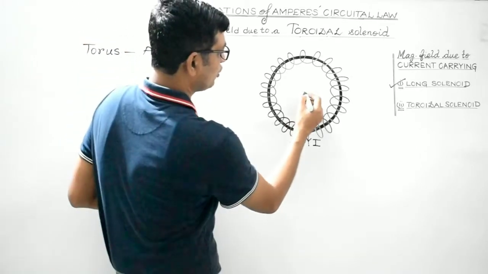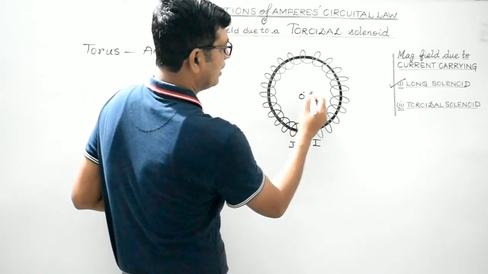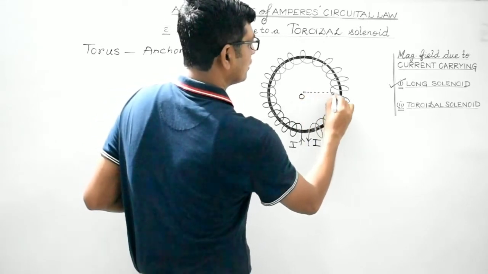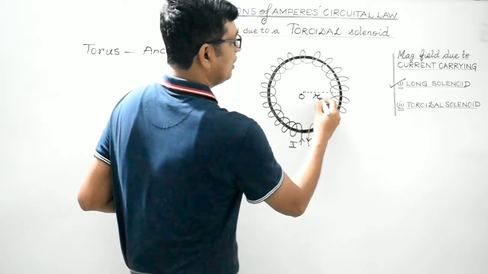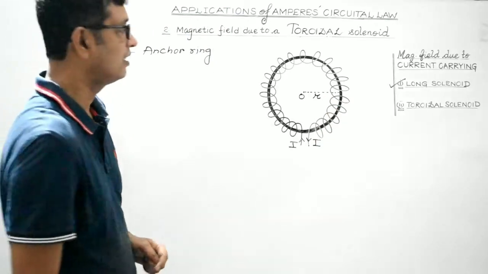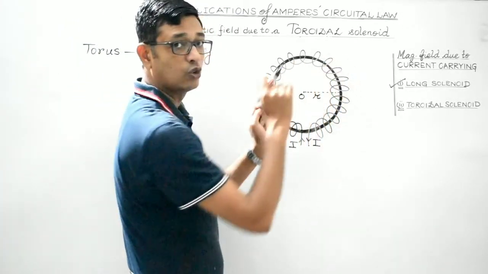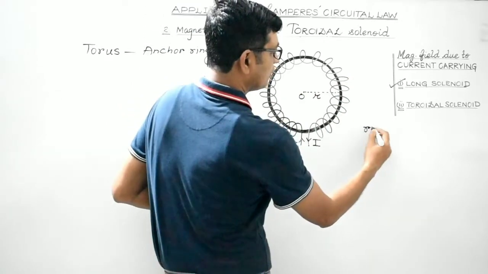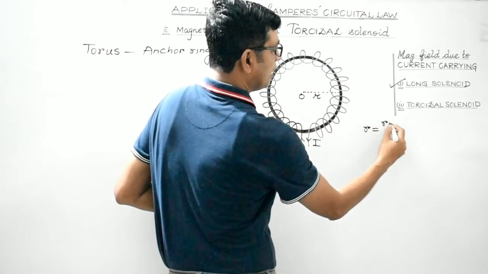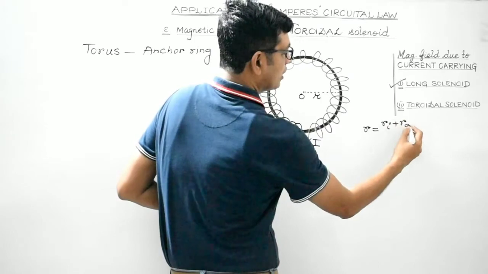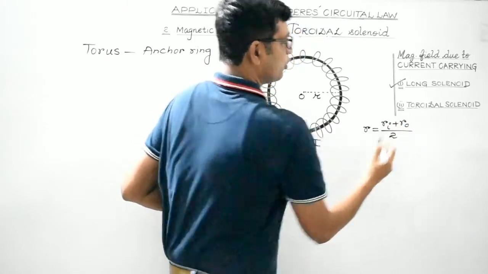So let's consider this to be the center. And let us consider R to be the radius of the ring. R may be considered to be the mean radius, right? This may be considered the inner radius, this may be considered the outer radius. So R, the mean radius, can be considered to be Ri plus Ro divided by 2.